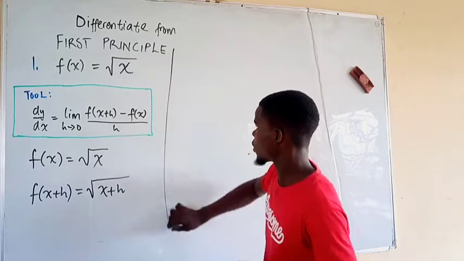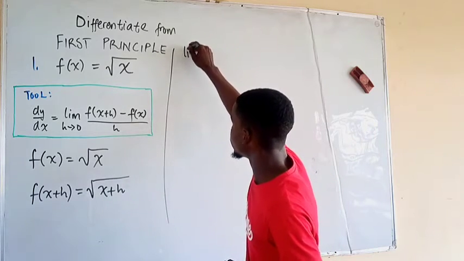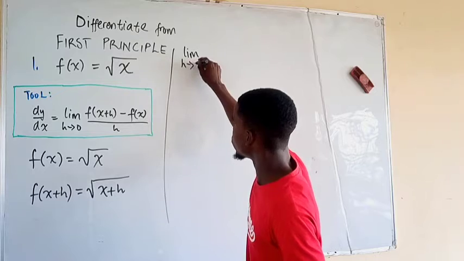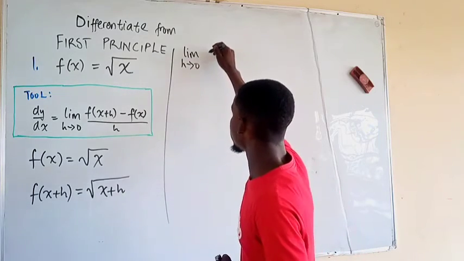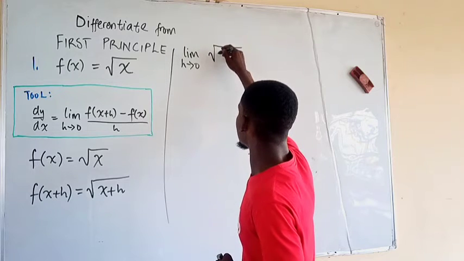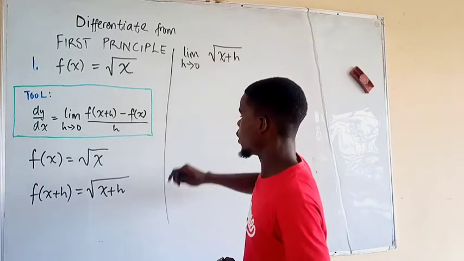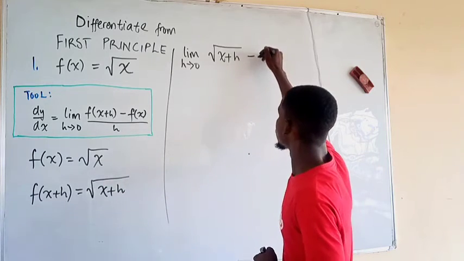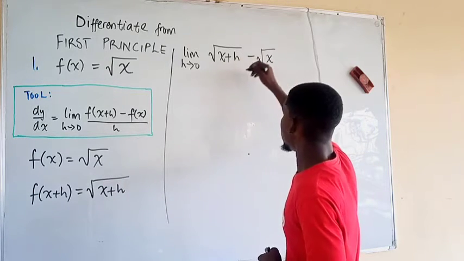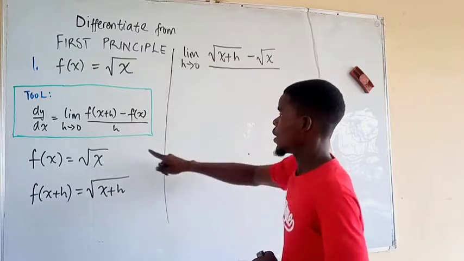So let's do that over here. We have the limit as h tends to 0 of f of x plus h, which is the same thing as square root of x plus h, then minus f of x, which is the same thing as square root of x, and then we divide everything by h.